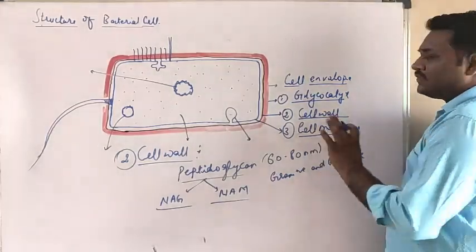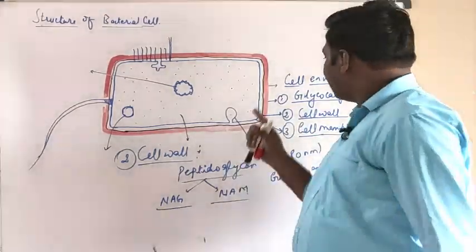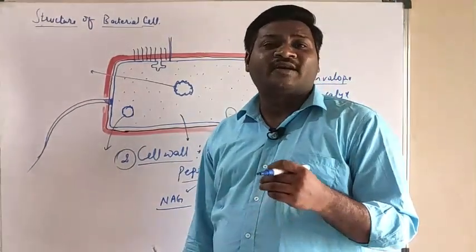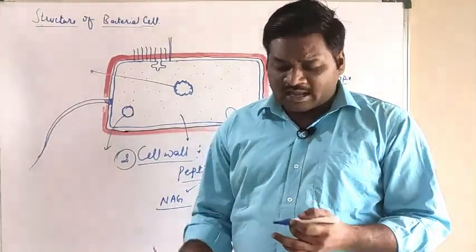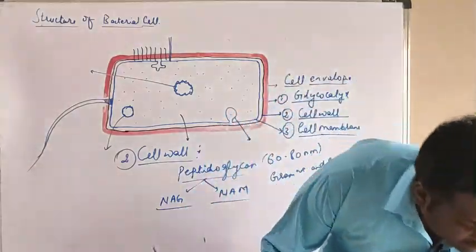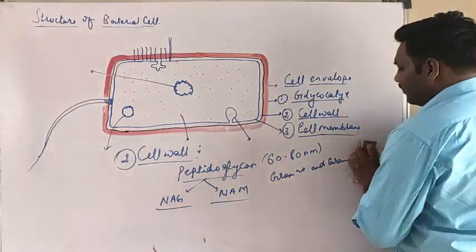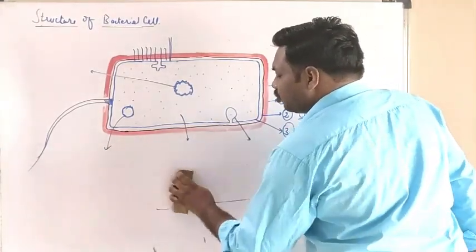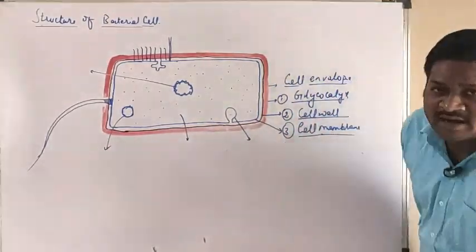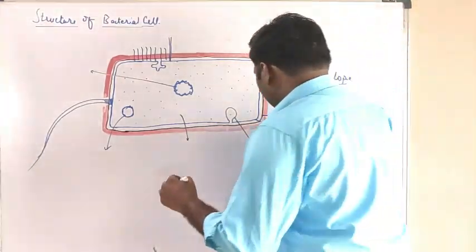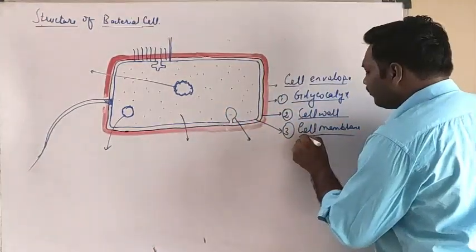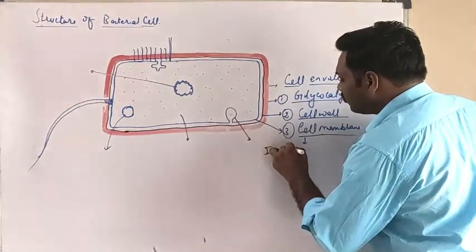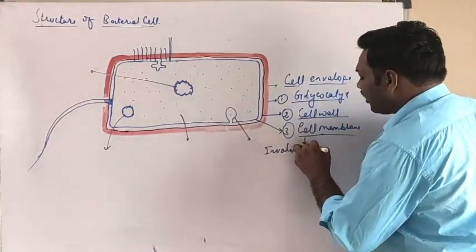Now the third part of the cell envelope is the cell membrane. Now what is the cell membrane? The cell membrane is generally referred to as the plasma membrane, and we know the plasma membrane has certain functions. What are those functions of the plasma membrane? It is usually involved in the process of transportation.